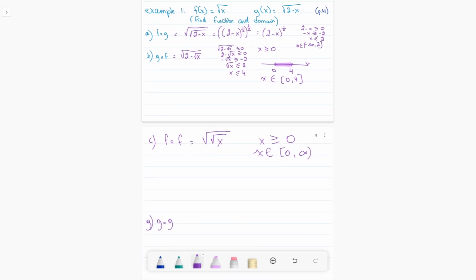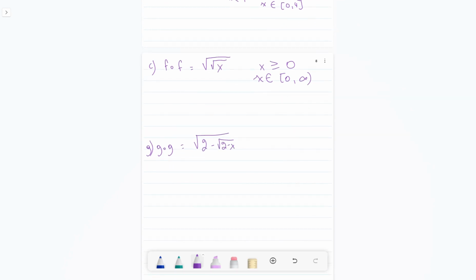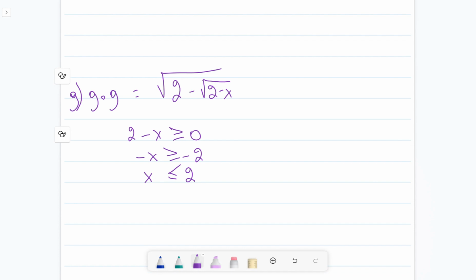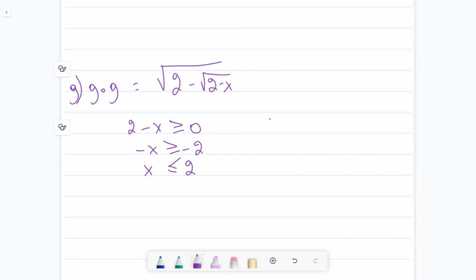Now g of g, so we write a g, and whenever we encounter the x, we replace it by g. So this is what we get. Now we have an inner square root and we have all of this big square root, both of which will pose restrictions on our answer. So let's start with the inner one. 2 minus x has to be greater than or equal to 0, so negative x has to be greater than or equal to negative 2. We divide by negative 1, so we flip the sign of the inequality, so x is less than or equal to 2.